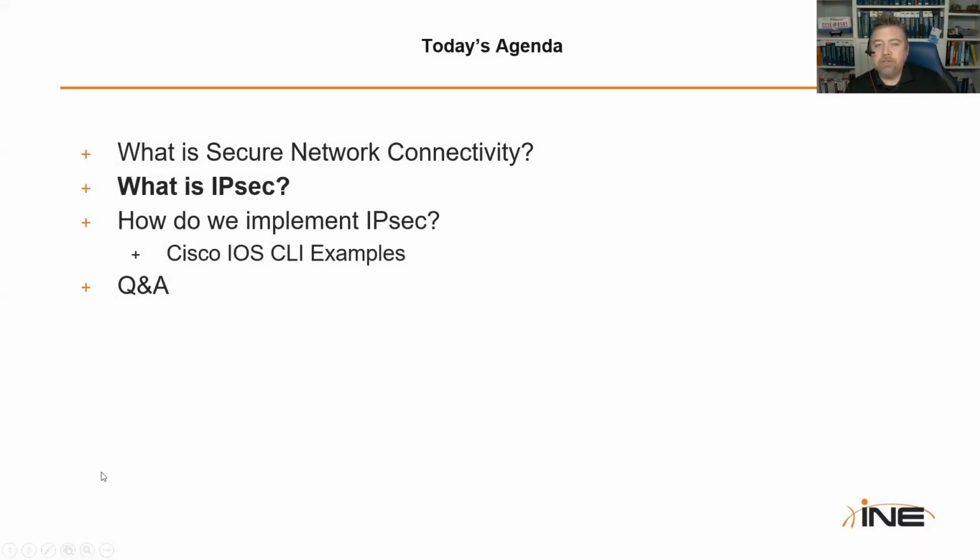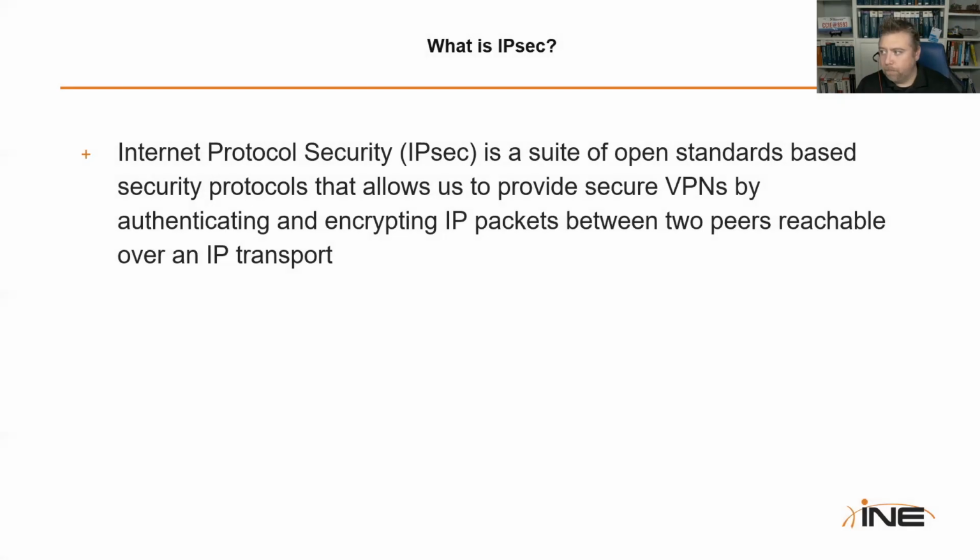Okay, so we talked about what is secure network connectivity. We looked at the case where we can capture clear text frames in Wireshark if they're not IPsec encrypted. So next, we want to know what is IPsec and why would we want to use this in order to perform network security. Okay, so in general, IPsec is a security suite. It's a suite of open standards protocols that allow us to provide secure VPNs by offering both authentication and encryption of the IP packets between two or more IPsec peers that are reachable over an IP transport.